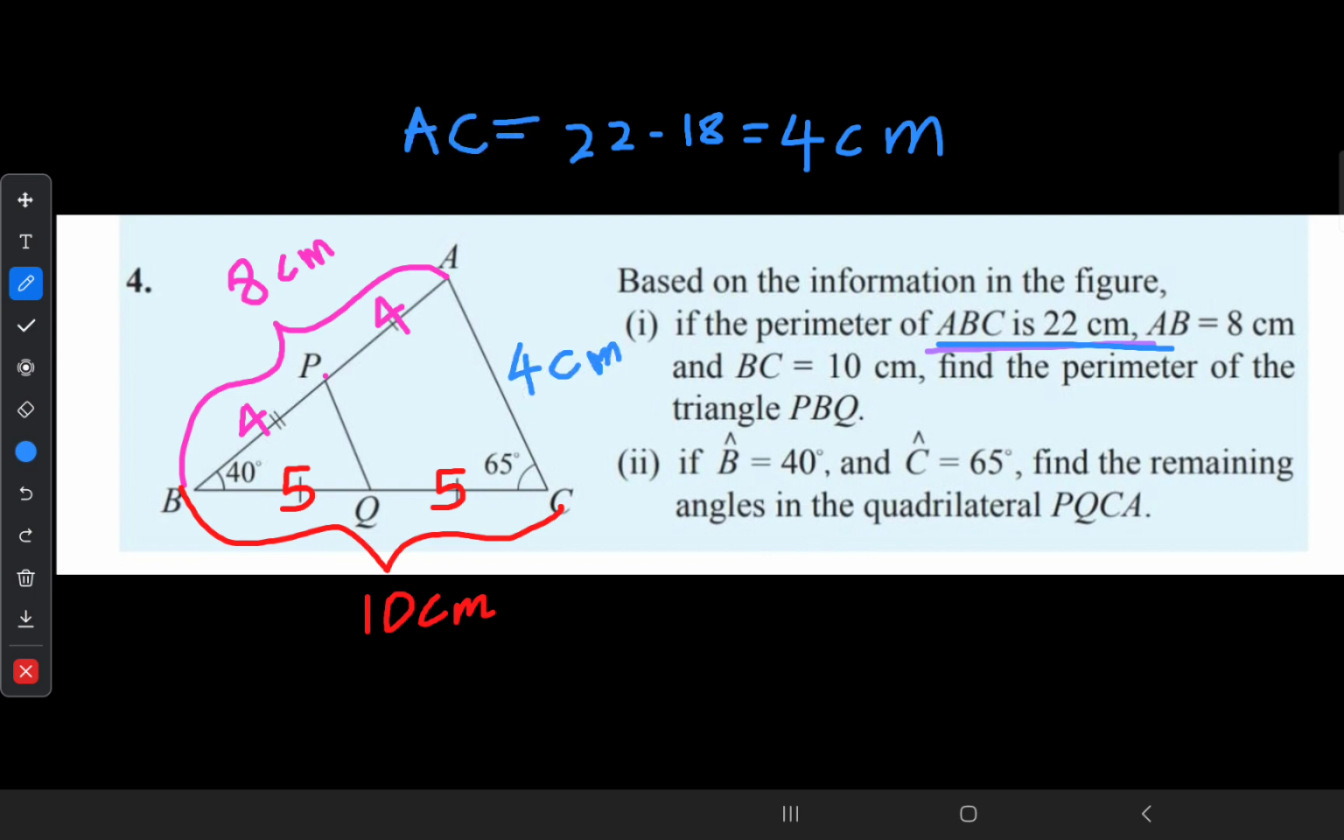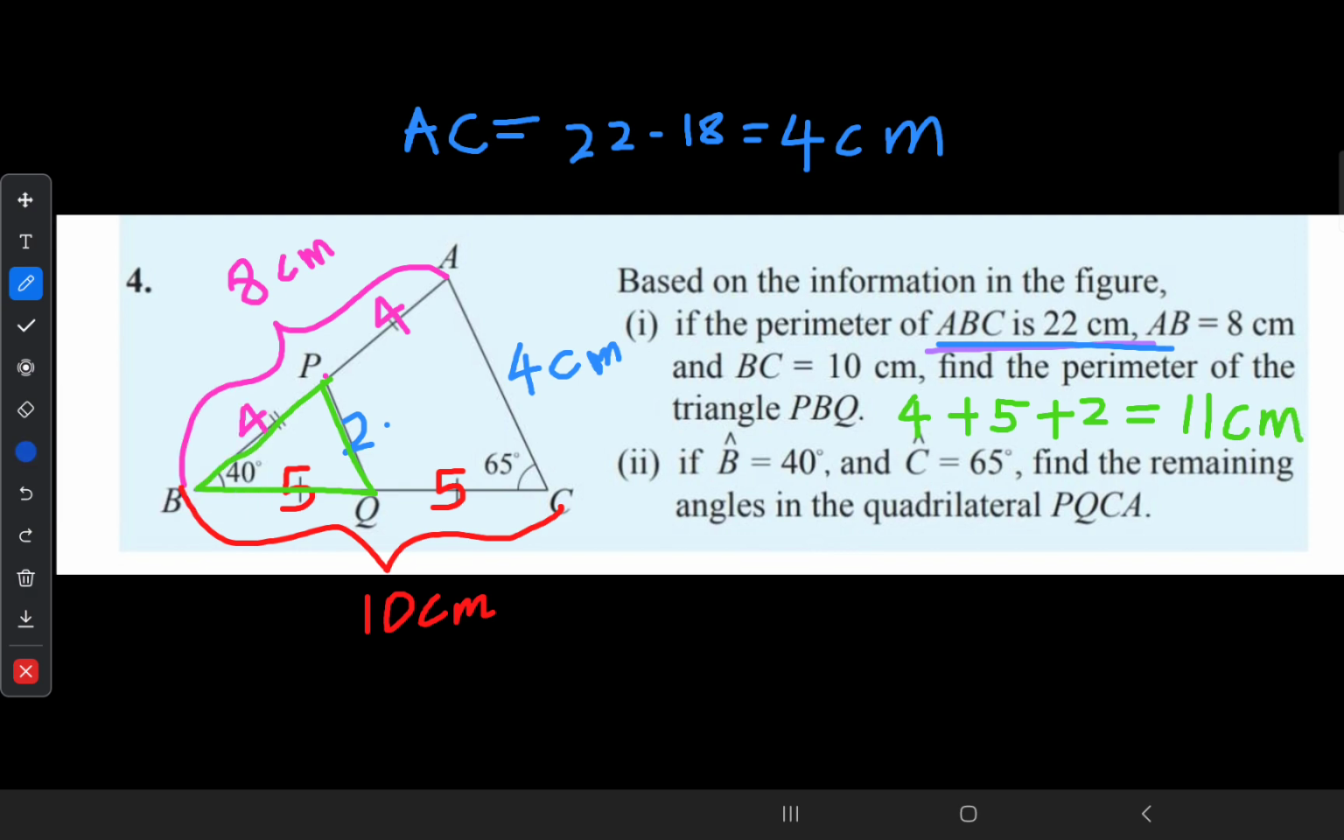Now look at this. Here also is the application of the midpoint theorem. When you draw a straight line segment connecting the midpoints of two sides in a triangle, that should be half of the third side's length. Since the third side is 4 centimeters, it would be 2 centimeters. Now we can find the perimeter of this triangle PBQ. 4 plus 5 plus 2. 4 plus 5 is 9, plus 2, it would be 11 centimeters. 11 centimeters, that is the perimeter.